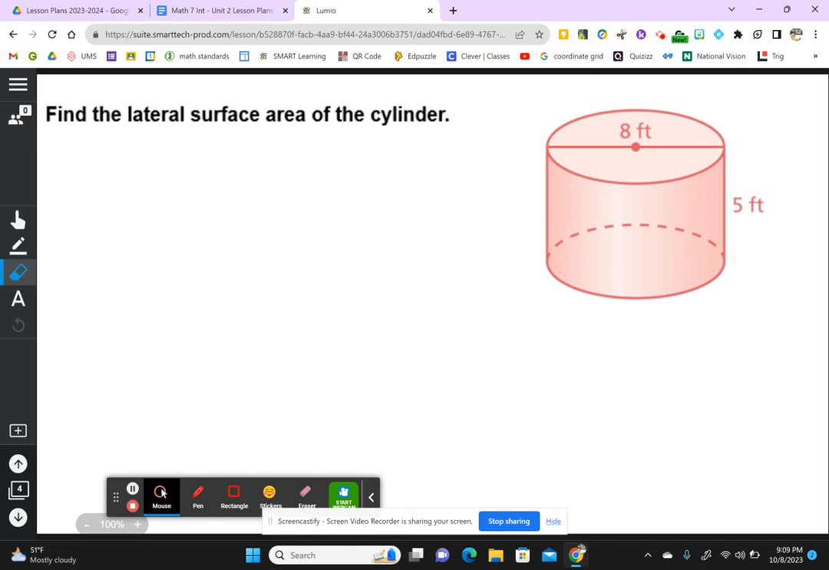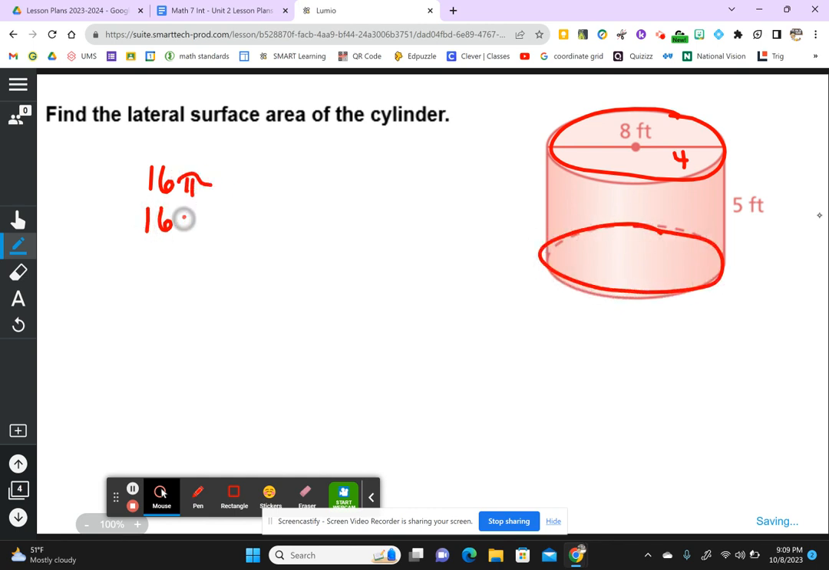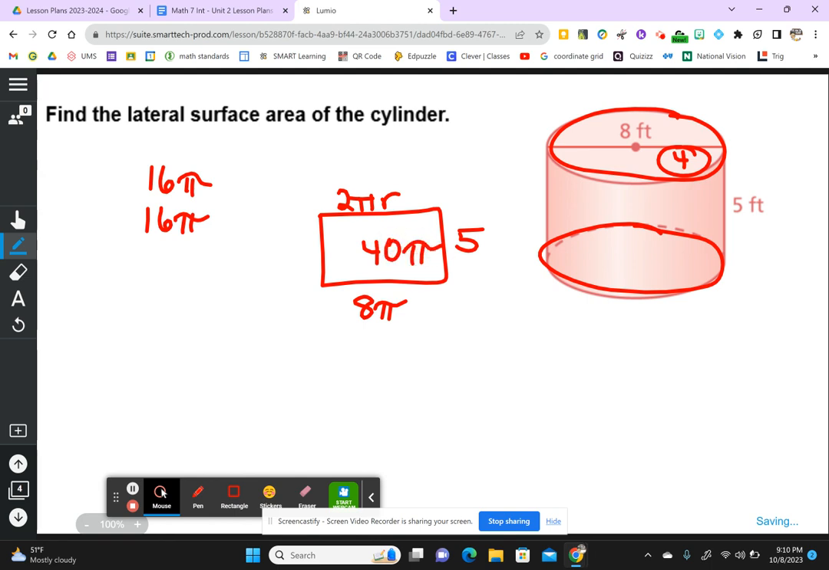Now we're just going to do another one. Here the diameter is 8, which means the radius is 4. So the surface area of the top is pi r squared, which is 16 pi. The surface area of the bottom is 16 pi. And the surface area of this would be a height of 5 and 2 pi r here. If r is 4, this becomes 8 pi, which means this area is 40 pi.